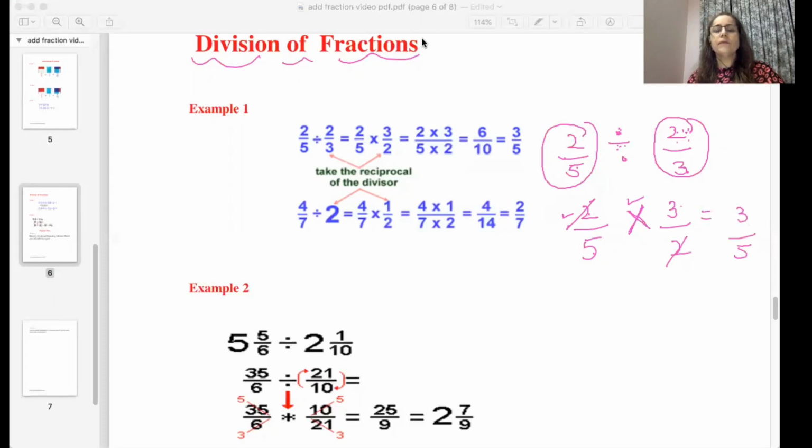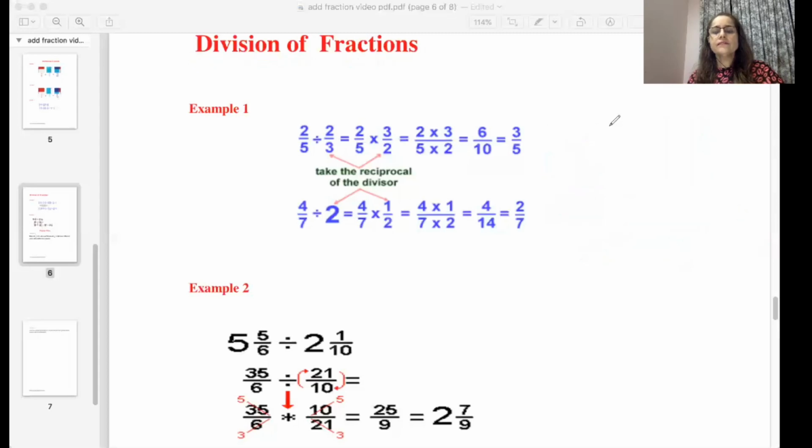Another example we can take is 4 by 7 divided by 2. Now nothing is there in the denominator. So what can we do? Now we can just write 1 as a denominator, because it doesn't change the value of the fraction. So the similar steps we will follow.